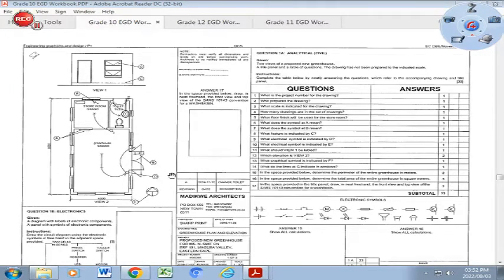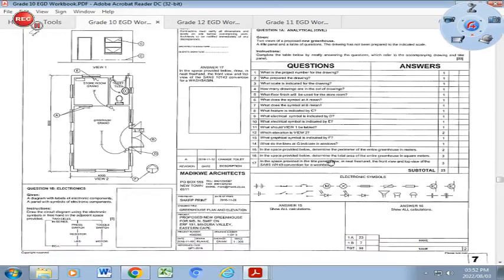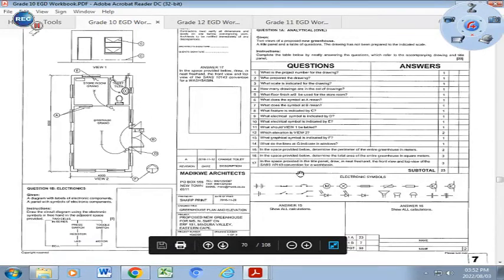Learners, and that concludes this analytical drawing. Please make sure that you fill in all the answers according to the explanations given to you.